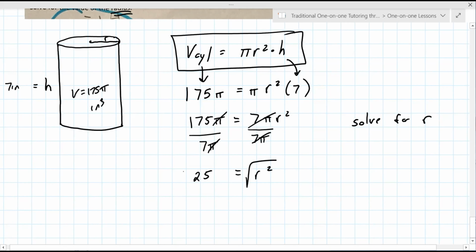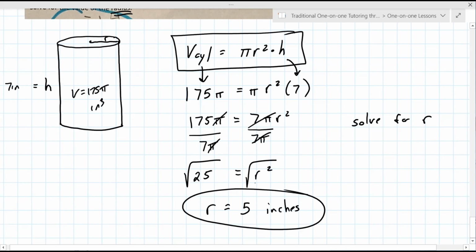If you take a square root of both sides, what does r become? R becomes 5. And then because this is a word problem, because it's got units in it, you want to get the right units in your answer. The radius is 5 inches. Any questions on that? No, there's no questions.